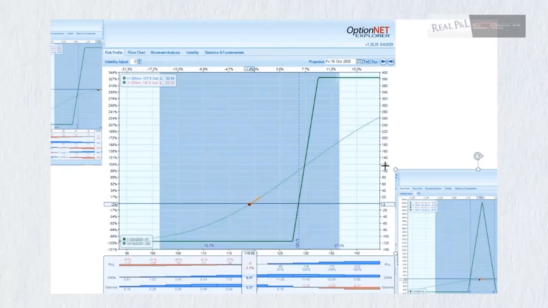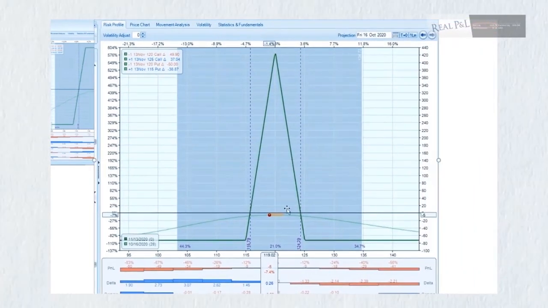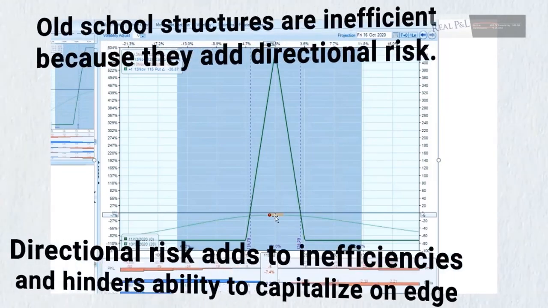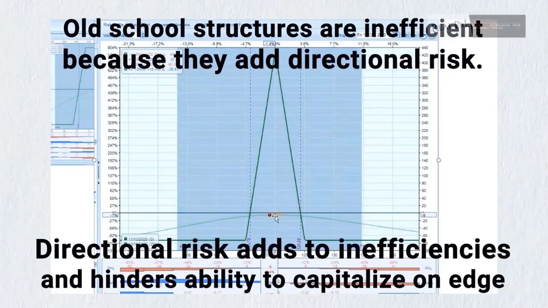Look at the butterfly. Similar to the iron condor, you can see you've got risk to both sides. You can see if it goes down, you lose money. And if it goes up, you lose money. See the risk? And you're trying to collect theta. So with these types of structures, you need to get direction right to make money. If you're relying on direction so much, why even trade options? You can just trade stocks.